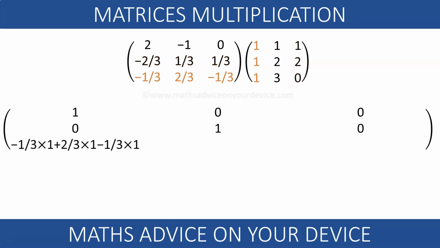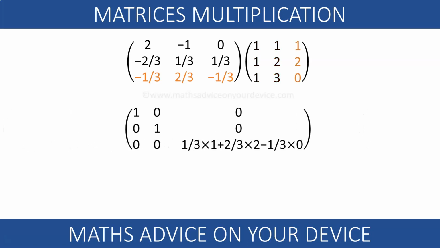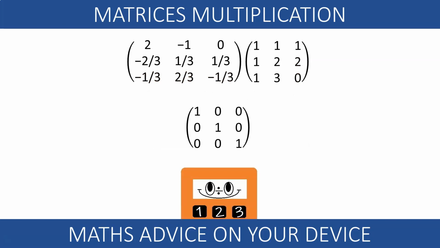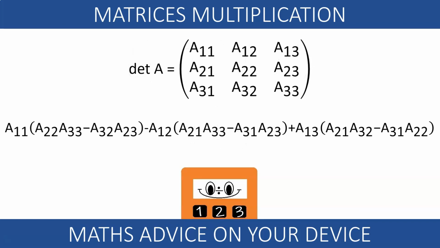Last but not least, we multiply the third row by the first column. We multiply the third row by the second column, and we multiply the third row by the third column. The result is the 3 by 3 matrix with 1 in the main diagonal and zeros elsewhere. But perhaps the most important property is the determinant of a matrix.